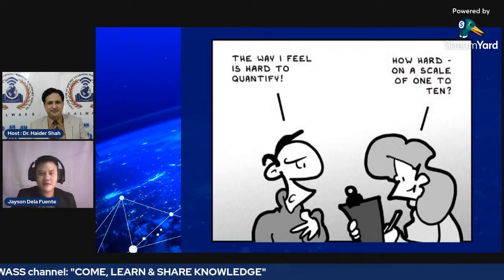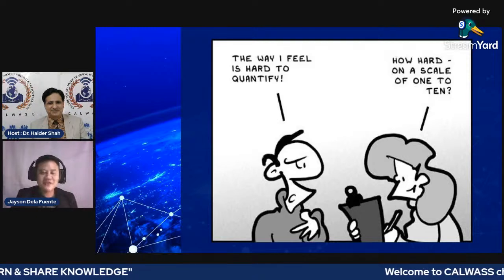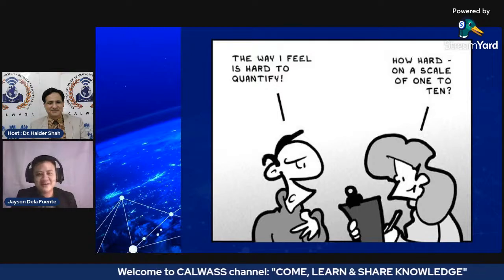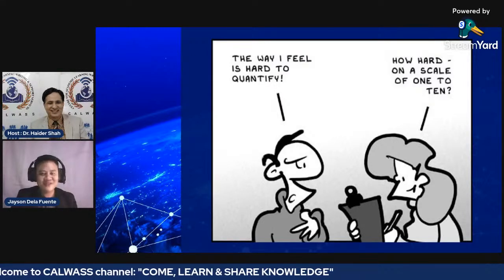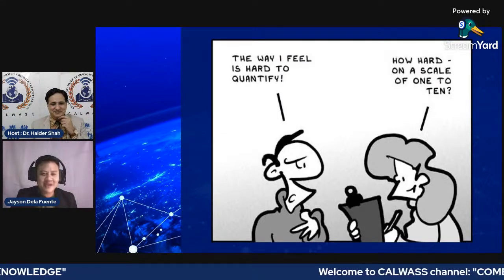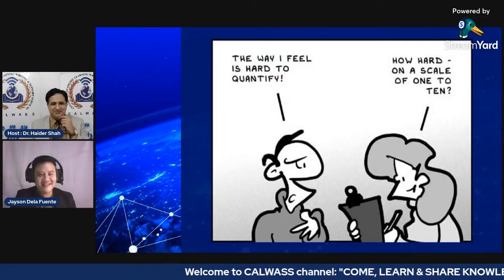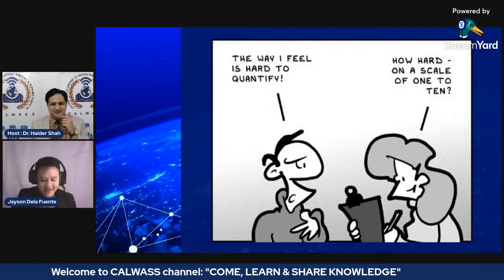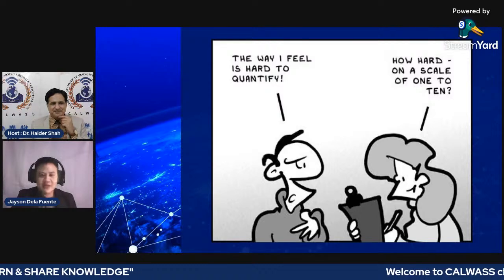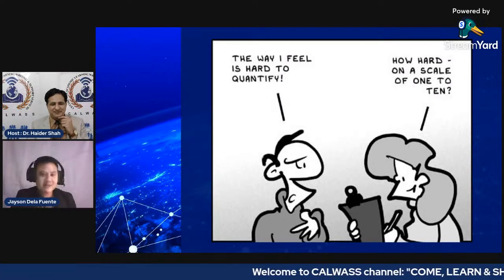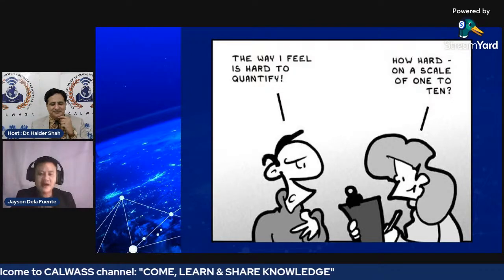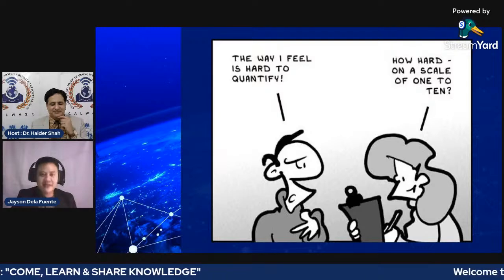As you can see in the slide, there is a conversation there. The way I feel is hard to quantify. And the girl said, how hard on a scale of 1 to 10? Based on the conversation, we can really appreciate what is qualitative data. Qualitative data is actually about emotions. It is about experiences. It is about perceptions of people, what they feel. It helps researchers understand the language that people speak and deals effectively and efficiently in their daily lives.